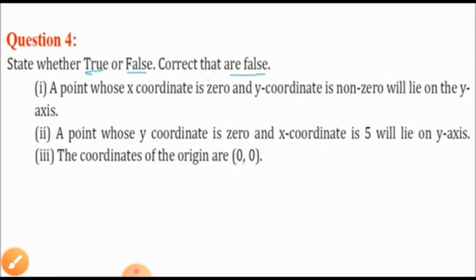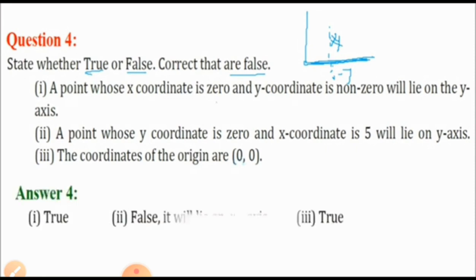Question number 4. State whether true or false. Correct those that are false. A point whose x coordinate is 0 and y coordinate is non-zero will lie on the y-axis. Yes or no? Say true or false. X coordinate is 0, beta, and y coordinate is non-zero. Will lie on the y-axis. Correct or not? Shall we write it or not? X coordinate is 0. Yes, that's why we said true.